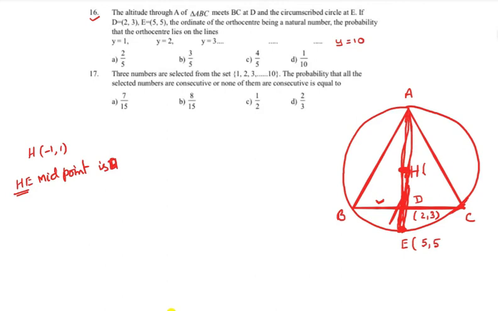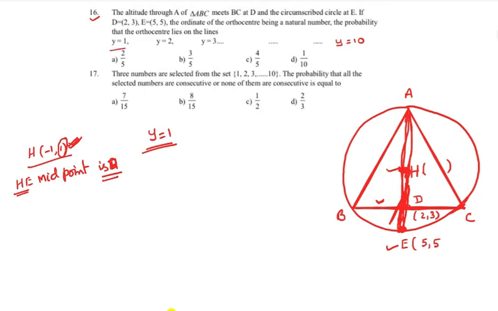So that's why you can find the coordinates of H, because for point H and point E, D will be the middle point. The orthocenter's reflection with respect to any side lies on the circumcircle. That's why D is the middle point of HE. So we will get the coordinates of H as (-1, 1). Since the H coordinate we got is (-1, 1), what can we say?